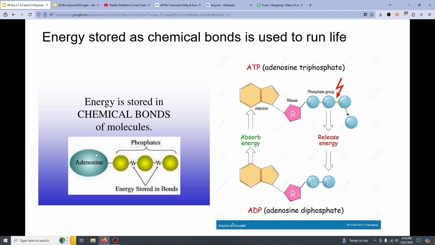Adenosine is a nucleoside, meaning we are only talking about the A nitrogenous base and the sugar part of it. And if we have one phosphate group attached to it, that nucleotide is called adenosine monophosphate.